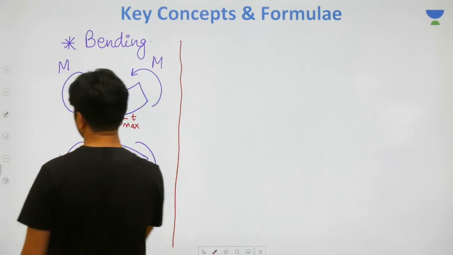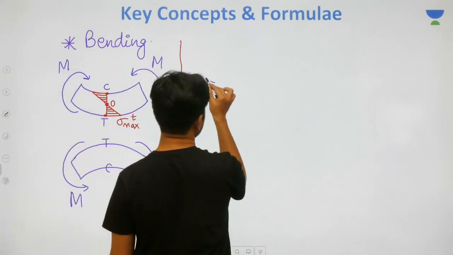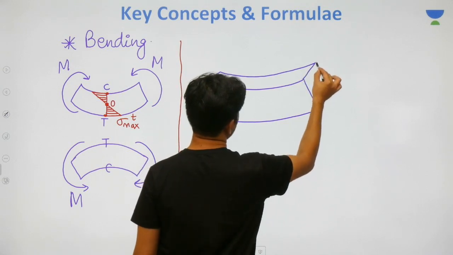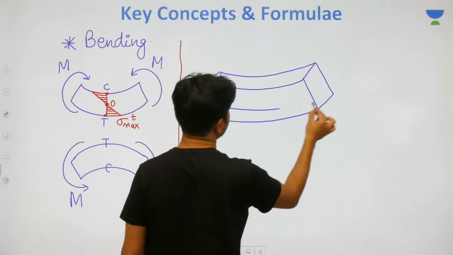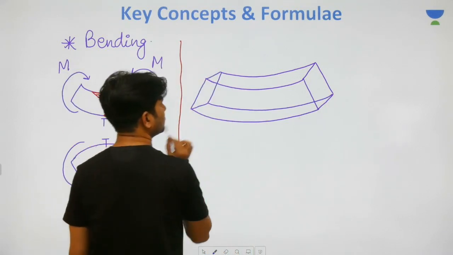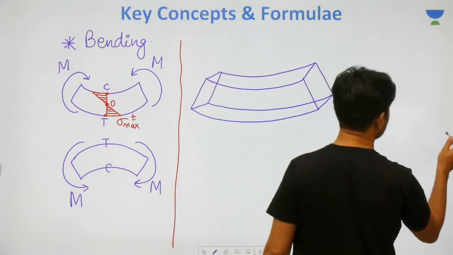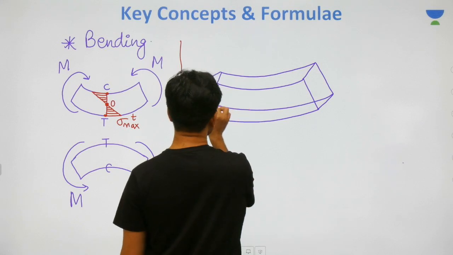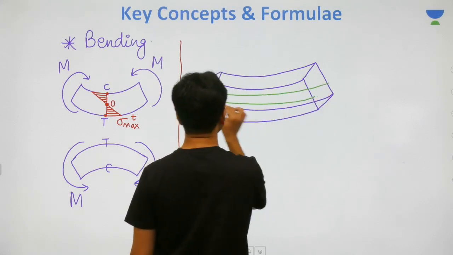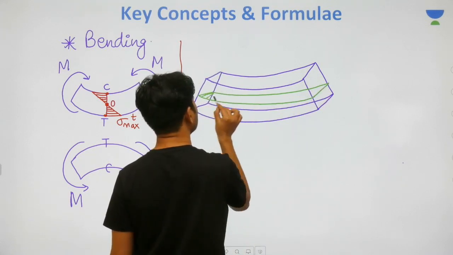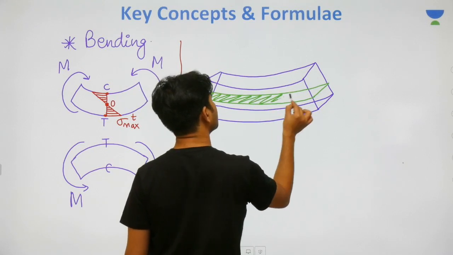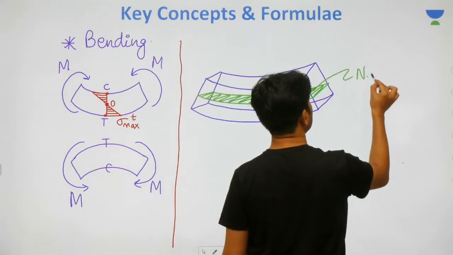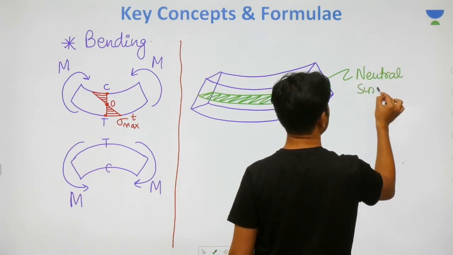Let me help you visualize this. Let's say we have a beam of rectangular cross section, and then, my dear friends, between the topmost and bottommost surface, somewhere you can identify a surface at which stress will be zero, and this surface is known by the name neutral surface. This green surface that I'm shading right now is what you call the neutral surface.